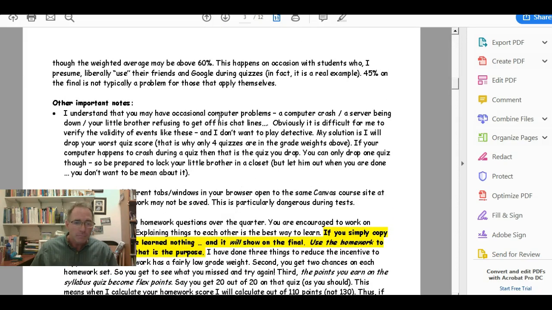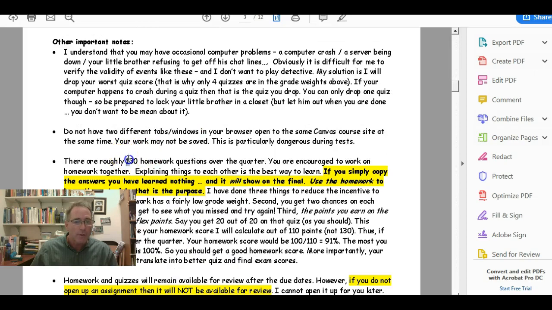The homework points are super, super cheap. Total there's about 130 homework points over the whole quarter. But 3 things make them really, really cheap. One is that syllabus quiz, which you should get about 20 out of 20. All those count as flex points for your homework. So if you get 20 out of 20, then at the end of the quarter, instead of grading out of 130, I would reduce that by 20 and only grade out of 110. Right there, that should mean you get a pretty good homework score, even if you're just trying a little bit. Second, you get 2 chances on the homeworks. So you get to take it, see what you missed, and then try again.